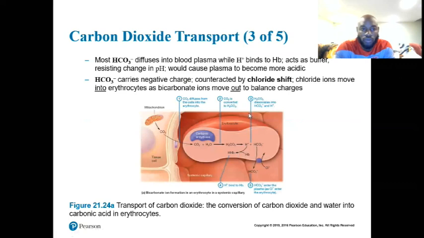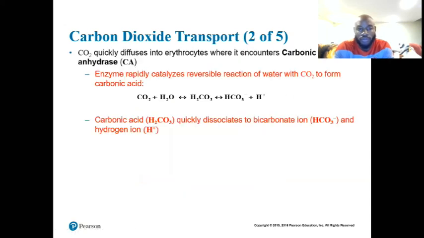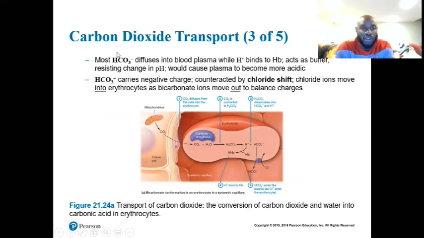So we see that here. This is the CO2 that your cells are creating as waste, H2O, water, everybody knows that, carbonic acid, which can dissociate into bicarbonate ion and hydrogen. All right, so this bicarbonate ion diffuses into the blood plasma, while the hydrogen ion binds to hemoglobin and acts as a buffer, resisting changes in pH.